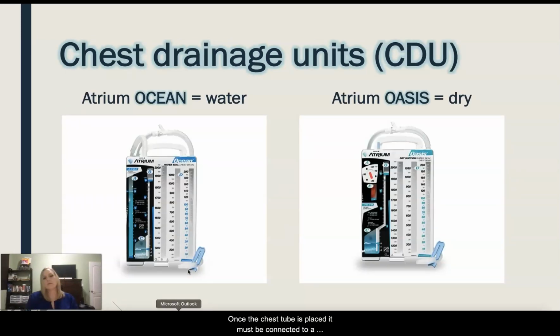Once the chest tube is placed, it must be connected to a chest drainage unit. The types of drainage units are easily remembered based on their names. Ocean is water and indicates a water seal unit. Oasis is desert, indicating a dry seal unit. Both types of drainage systems have the same components but operate differently. Their function is the same, and these units can drain air and/or fluid out of the pleural cavity in the same manner.